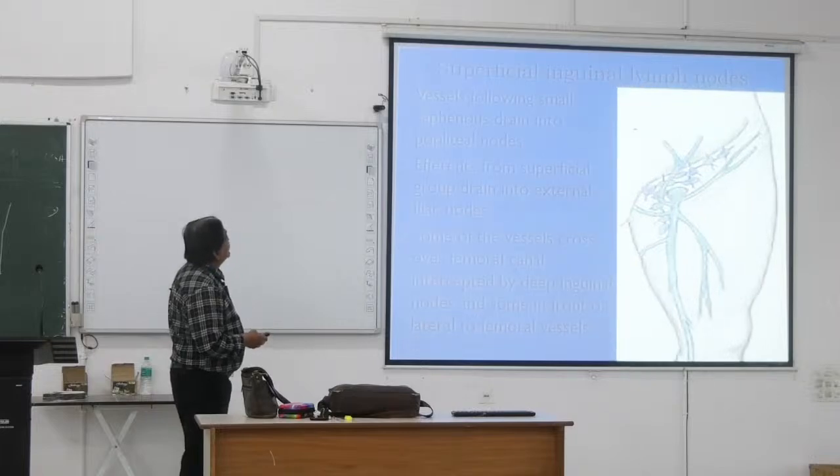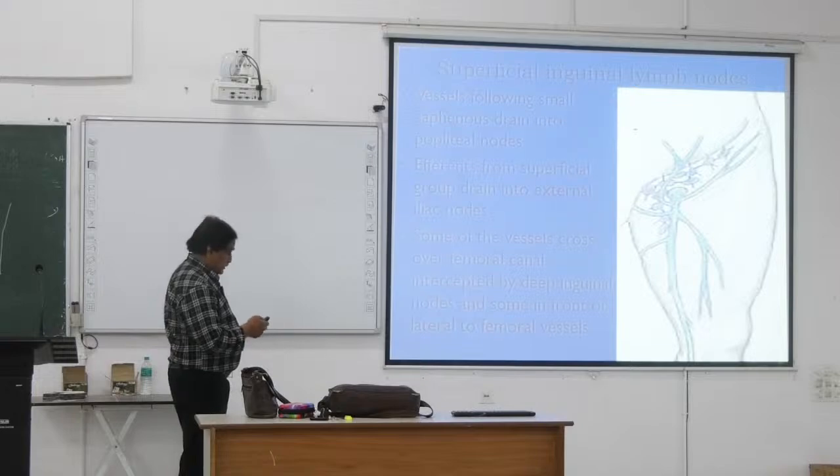Now, superficial inguinal lymph nodes, vessels following small saphenous drain into the popliteal nodes, afferents from superficial group drain into the external iliac nodes. Some of the vessels cross over the femoral canal, intercepted by deep inguinal nodes, and some in the front of the lateral femoral vessels.